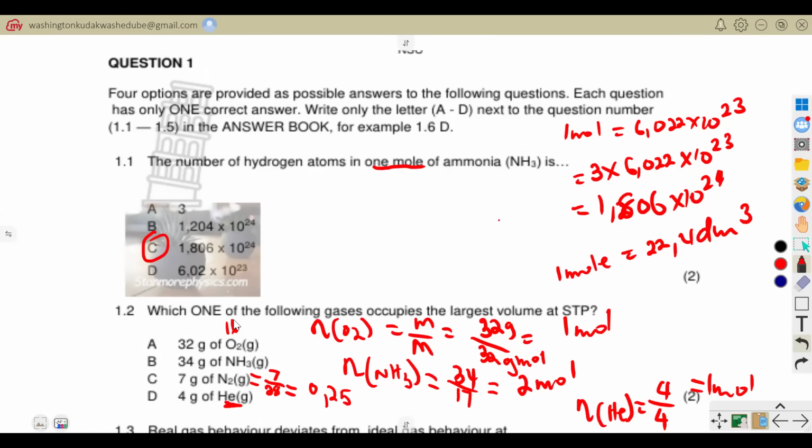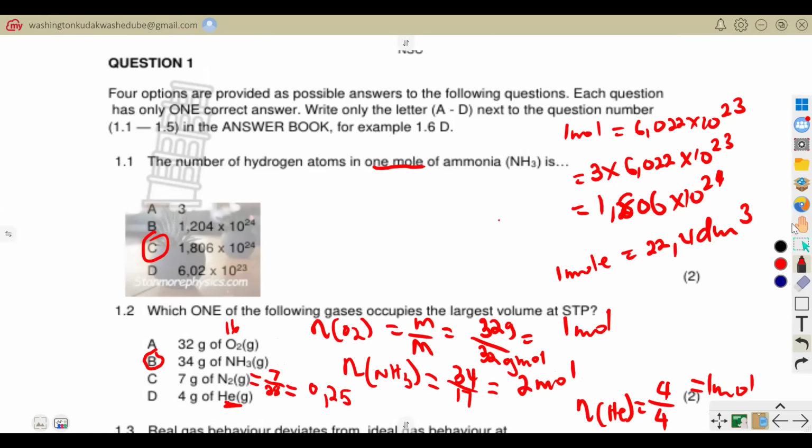So which one of these has got the largest number of moles? You would see that it was for ammonia, which is B. So your answer, which answers the question which says, which one of the following gases occupies the largest volume at STP, would be ammonia, because it is carrying the largest number of moles. So your answer there was going to be B.